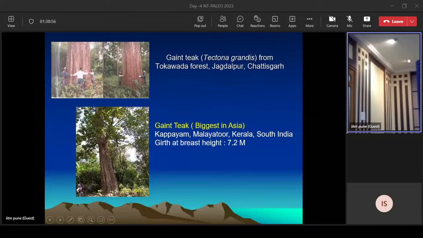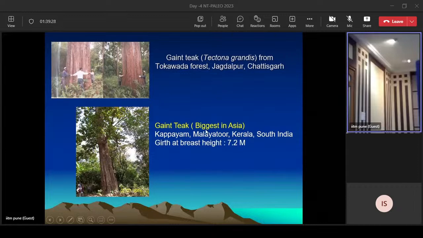Now, from Central India and South India, we have collected a lot of samples. This is the Tokaura forest, Chhattisgarh. These are called Ram, Lakshman, Bharat, and Shatrughna. There are many trees like this, and they don't allow taking a sample from these because they are preserved, very big. But trees from the same site are available in the nearby forest.